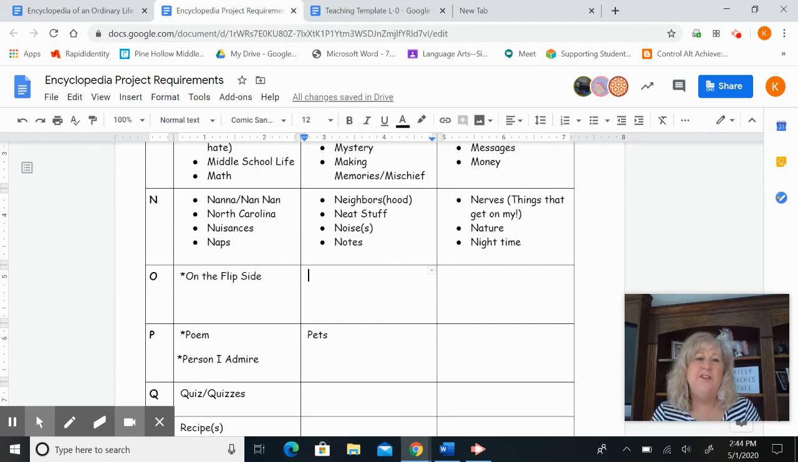So for the letter N, you could talk about your Nana, right, or your Nan, your grandma. In North Carolina, you could talk about where you're living right now. You could compare North Carolina to other places that you've lived, talk about the pros and the cons of each. I've been in North Carolina, I think now about 18 years, and I really like it now.